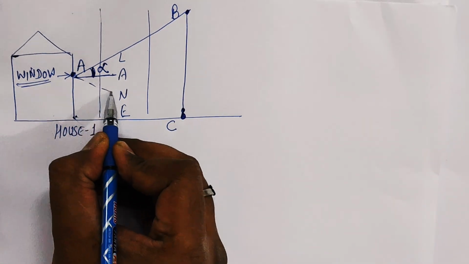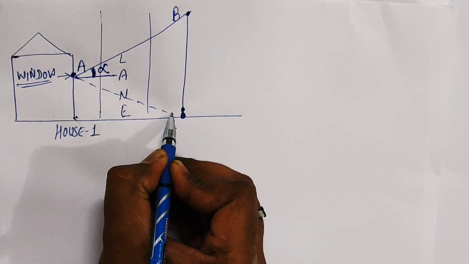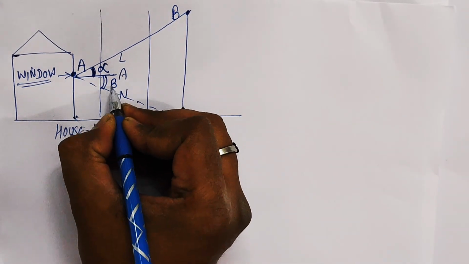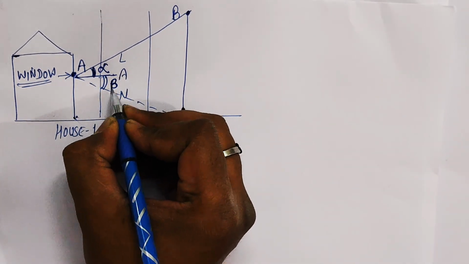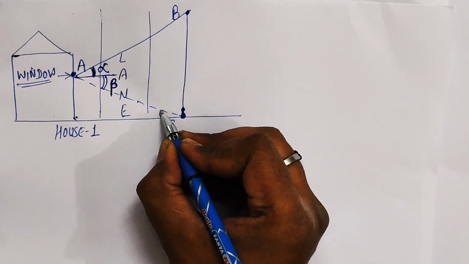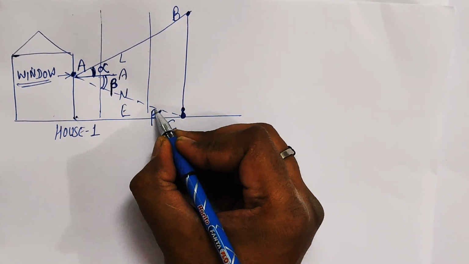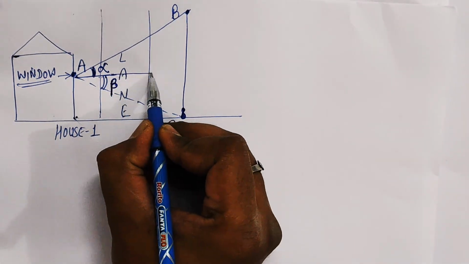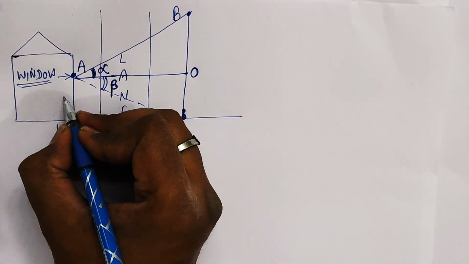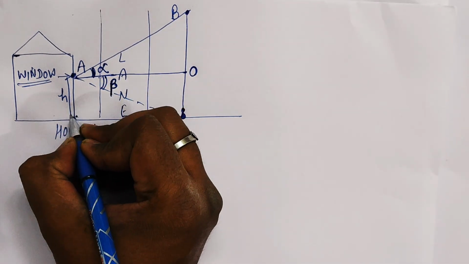And the angle of depression from the window of house 1 to the bottom of the second house is beta. So I am marking this as beta. This is the angle of depression. Angle of depression is found when you are looking downward, right? Now, since the angle of depression is beta, the angle of elevation from point C towards the window is beta, being an alternate angle, right?